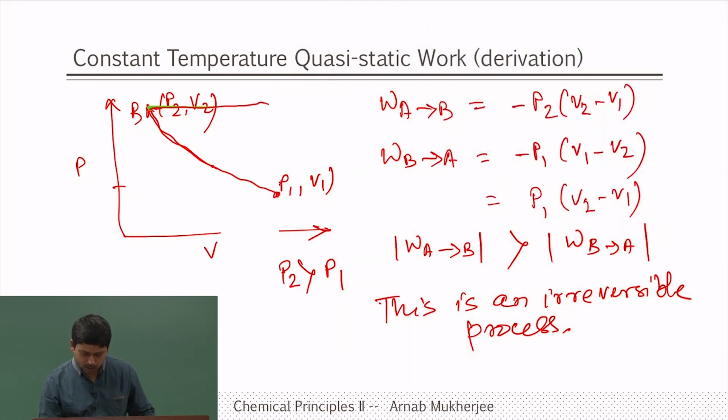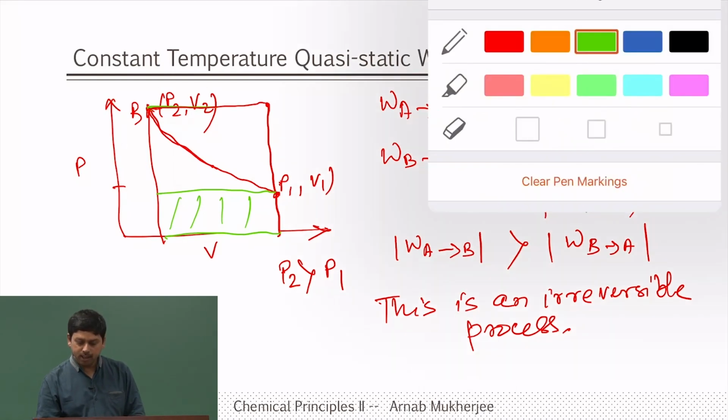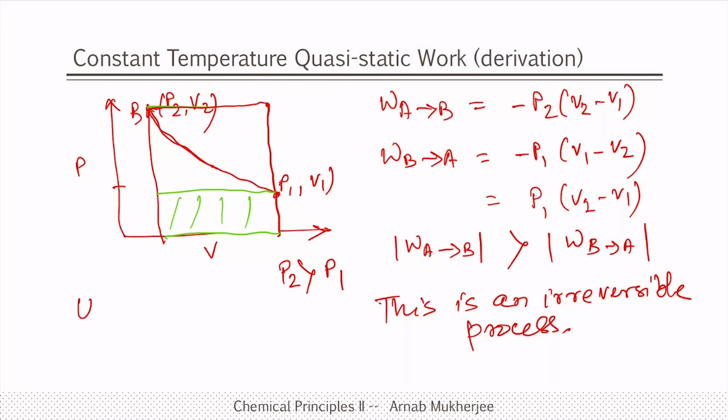One work was this much, another work was only this much. There is a huge amount of work that is lost just because of going in one step. Now, you know that U is always same between A and B, because U is a state function. So, delta U A B is a constant.